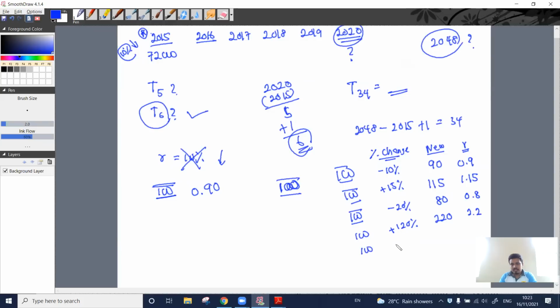Think there is 100 and a 150 decrease, a decrease of 150 from 100. What is the new value? After 150 goes from 100, the value is minus 50. What is the common ratio? Minus 0.5.